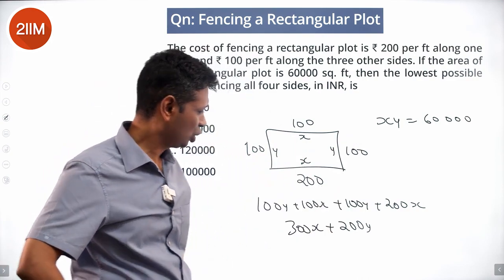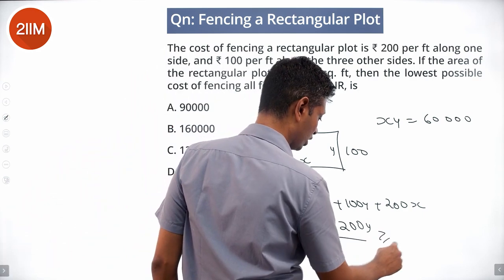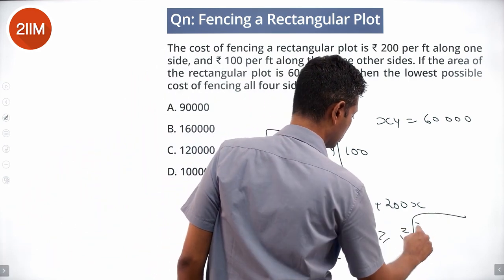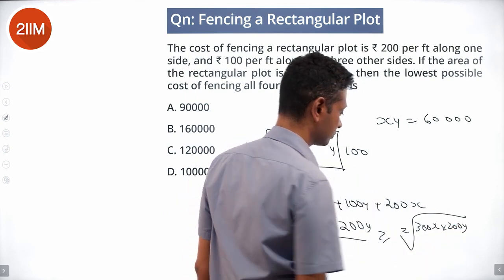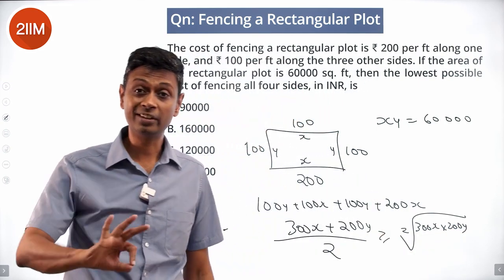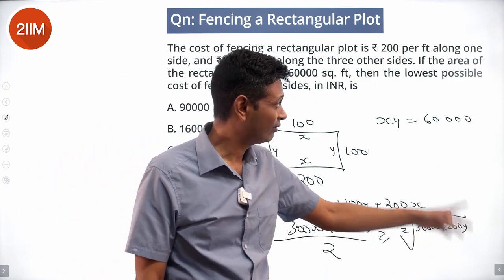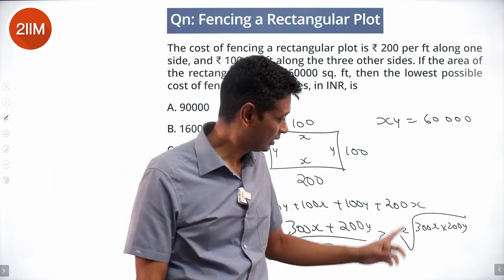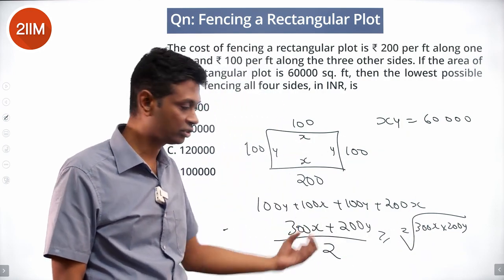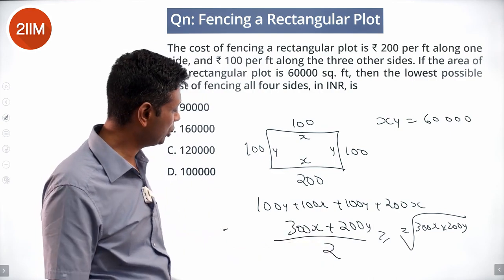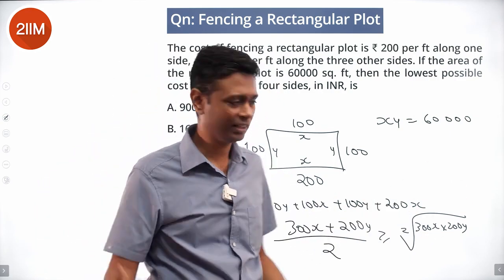And so (300x plus 200y) by 2 is greater than or equal to the square root of 300x into 200y. How do we find that? 300x into 200y, we know xy is 60,000. The minimum value of 300x plus 200y is 2 times the square root of that. Let's find that.